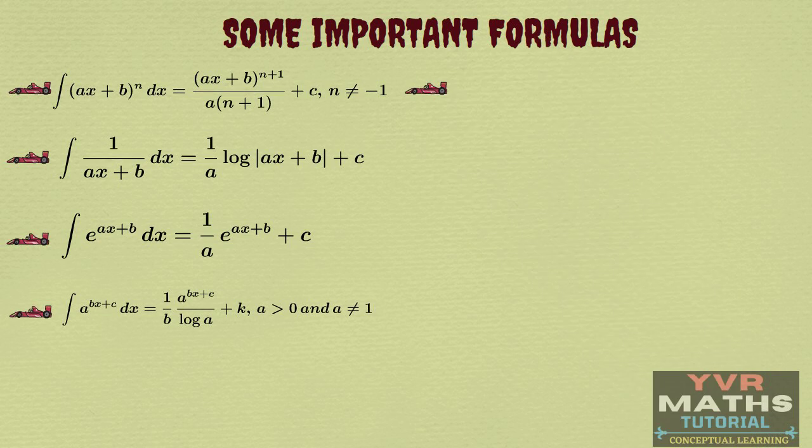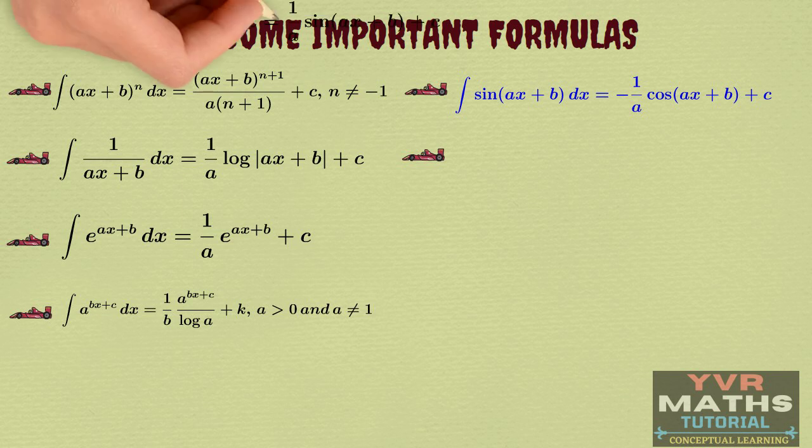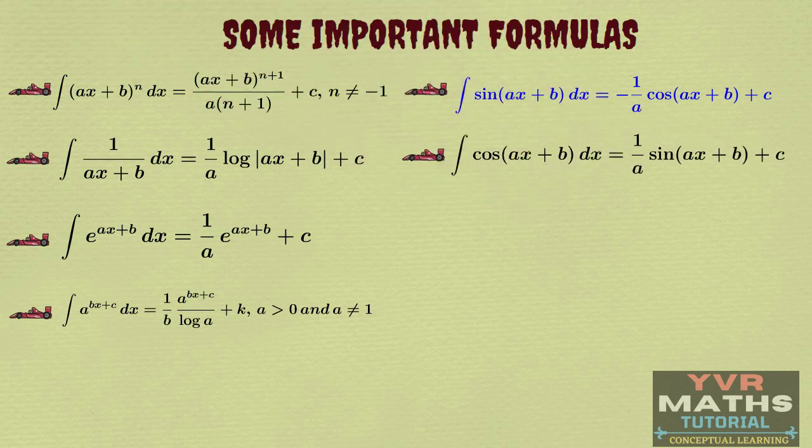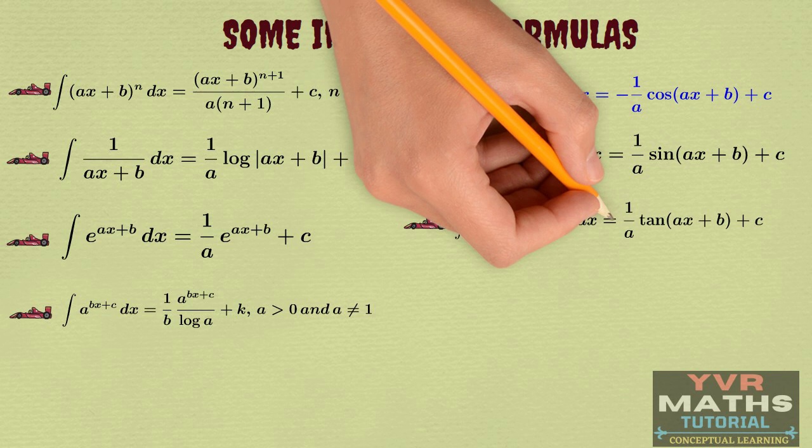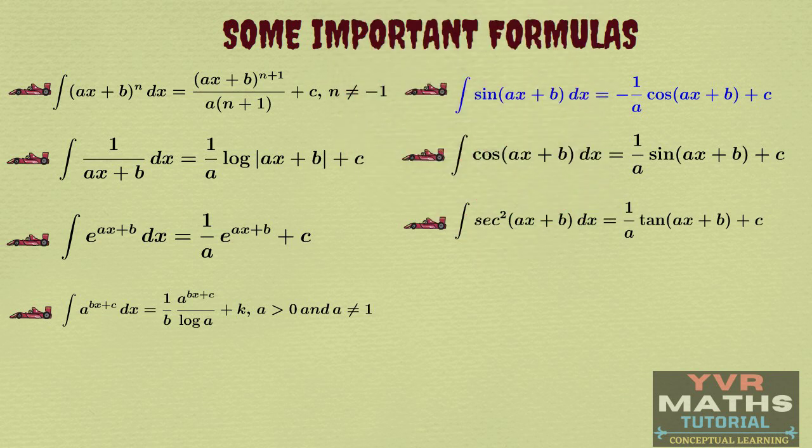See fifth one, integral sin of ax plus b dx is equal to minus 1 by a into cos of ax plus b plus c. See next one, integral cos of ax plus b dx is equal to minus 1 by a into sin of ax plus b plus c. See next one, integral secant square ax plus b dx is equal to 1 by a into tan of ax plus b plus c. See next one, integral cosecant square ax plus b dx is equal to minus 1 by a into cot of ax plus b plus c.